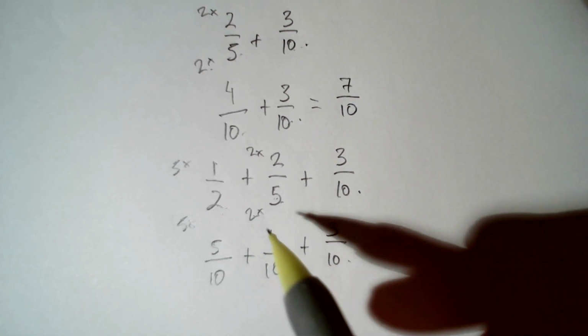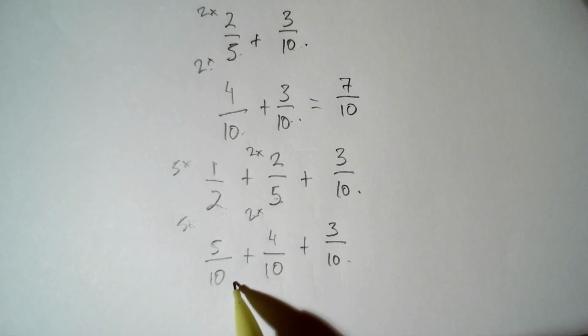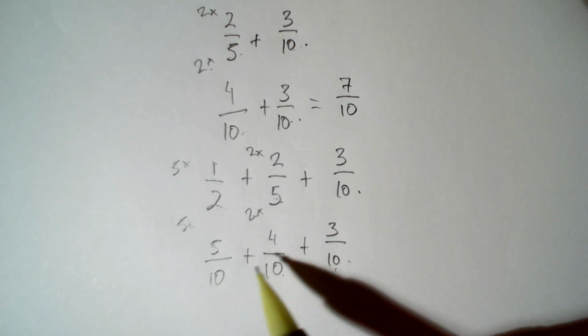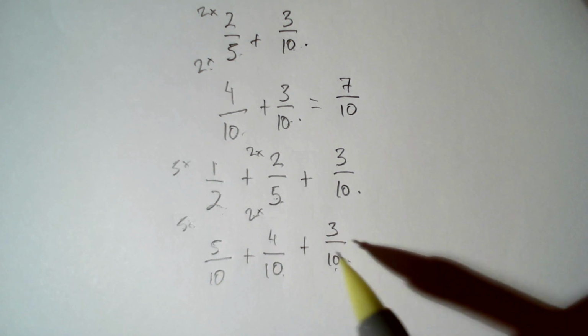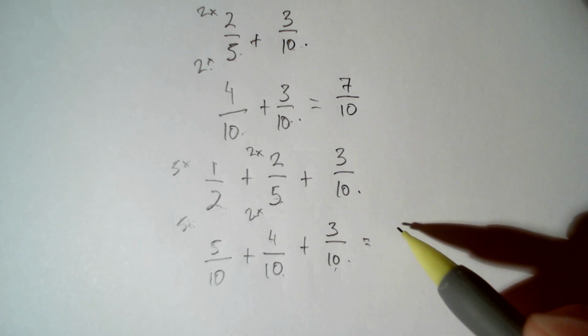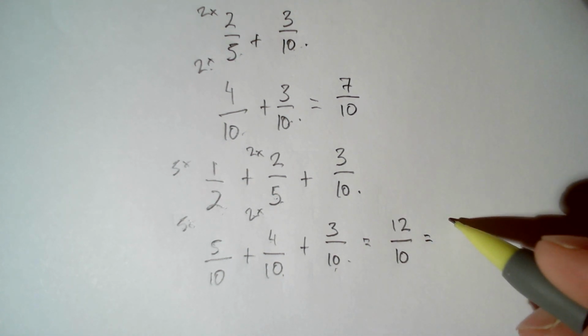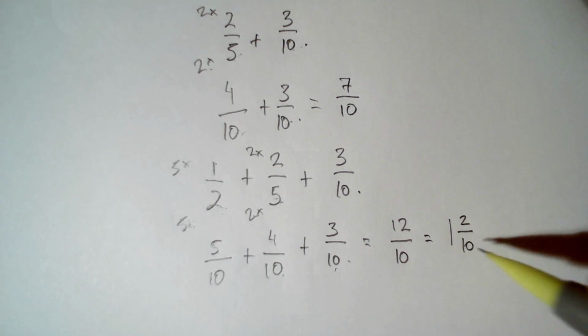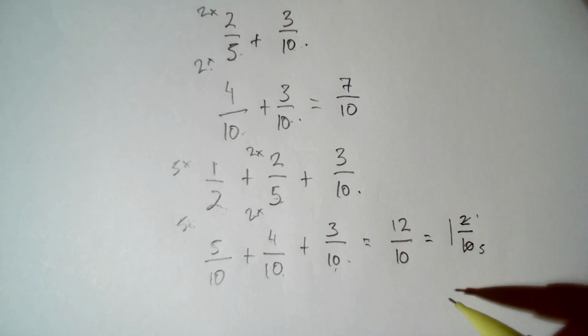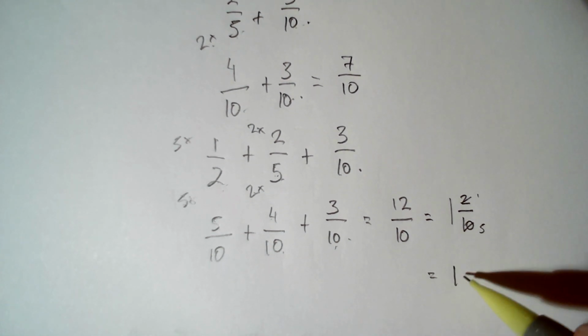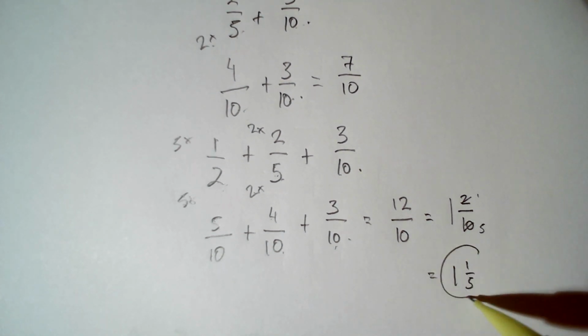Now we can see that all our denominators are the same, so we can go ahead and add up our numerators. 5 plus 4 is 9, plus 3 is 12. So our answer is 12/10. Once again, that's an improper fraction, so we can convert that to 1 2/10. And we can further simplify that by dividing above and below by 2, and we get 1 1/5.